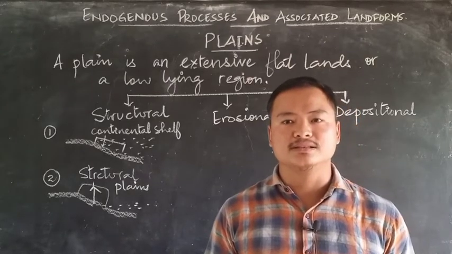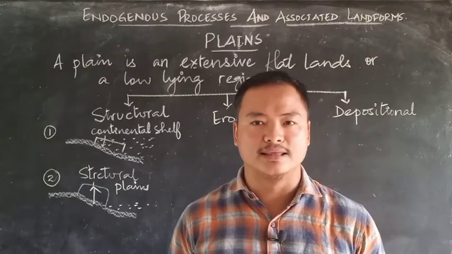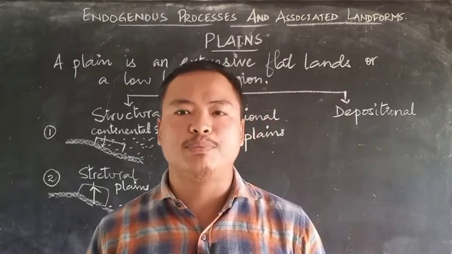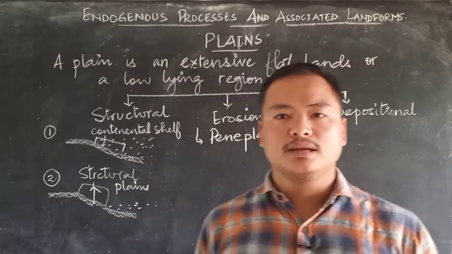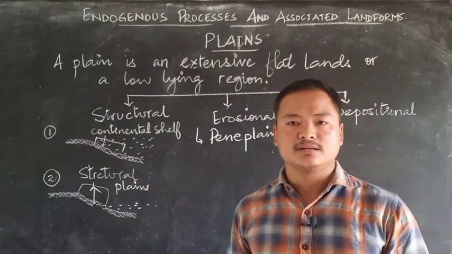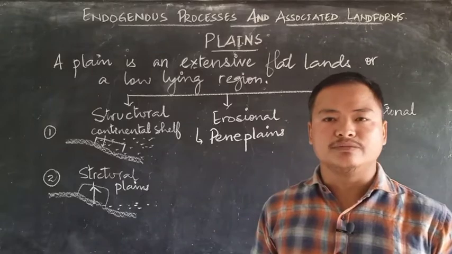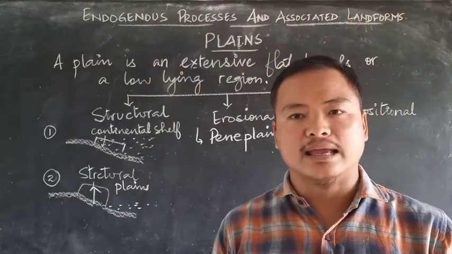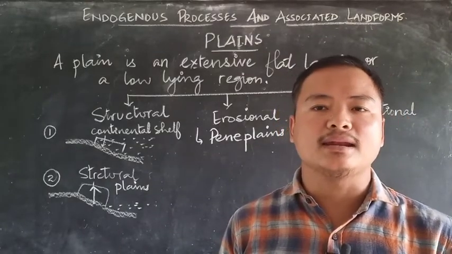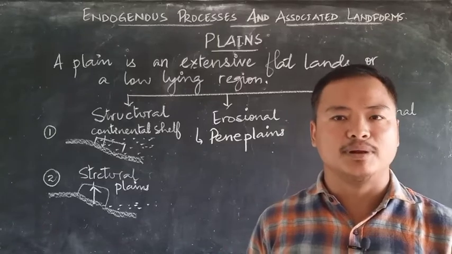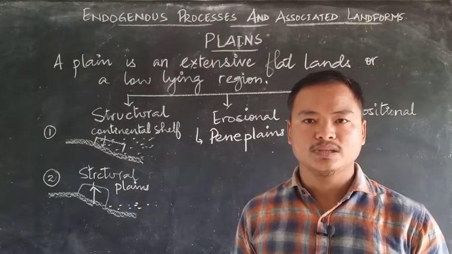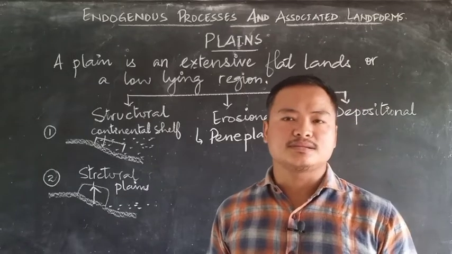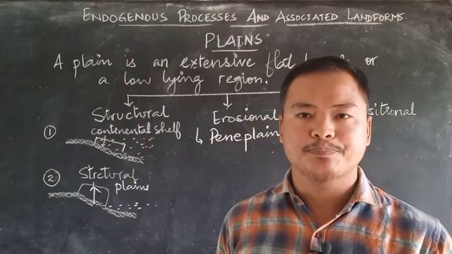Erosional plains are of various types. Let's try to understand them. The first of the erosional plains that we will discuss is peneplains. Peneplains, when we define them, we say it is almost a plane-like structure, not exactly a plane, but almost a plane-like structure. So then how are peneplains formed?